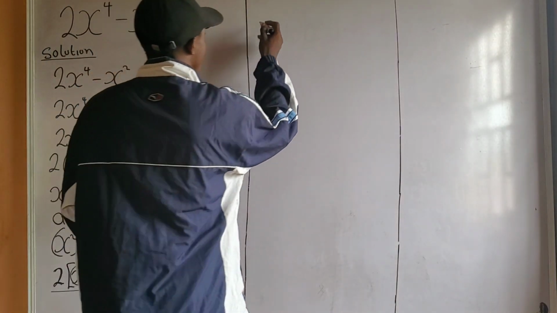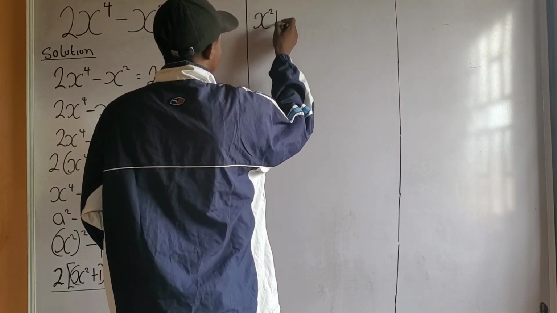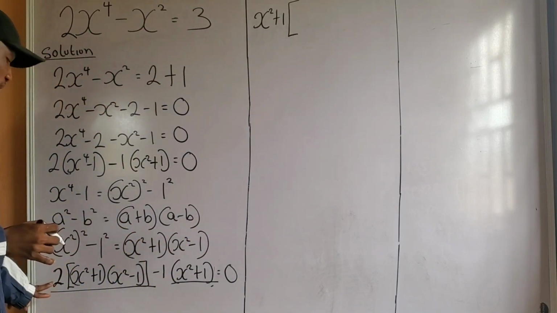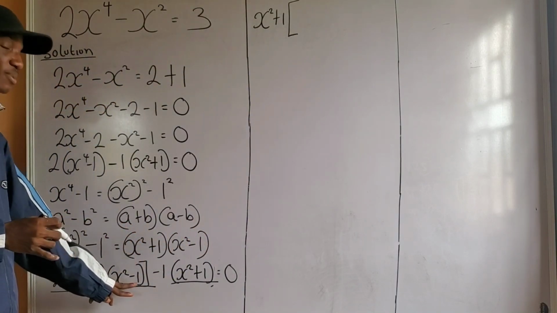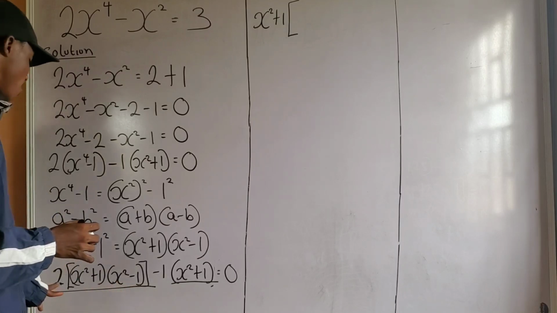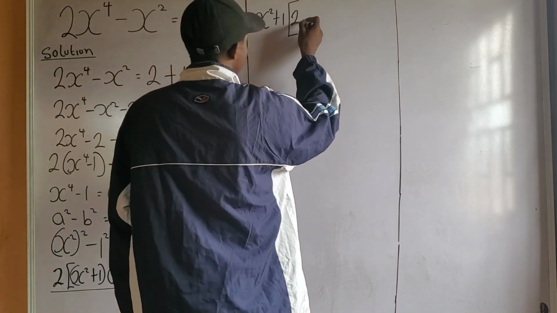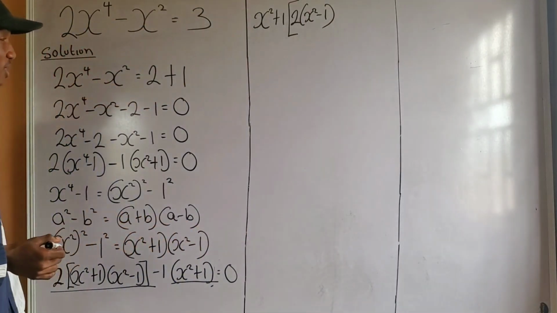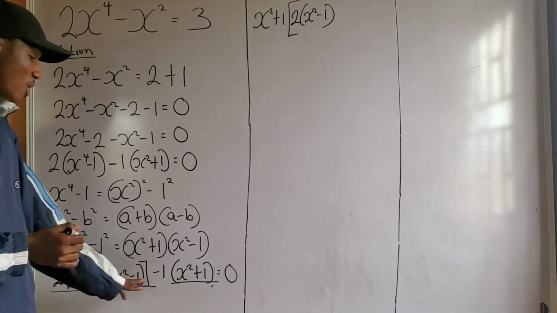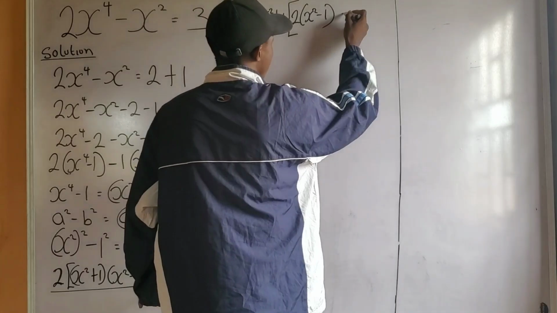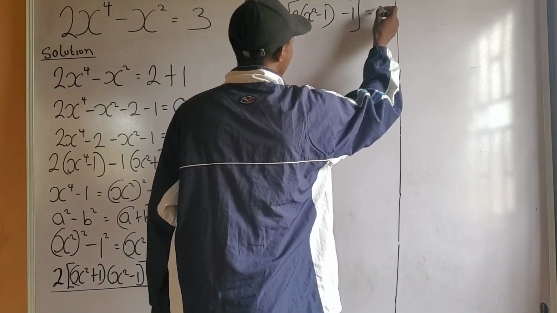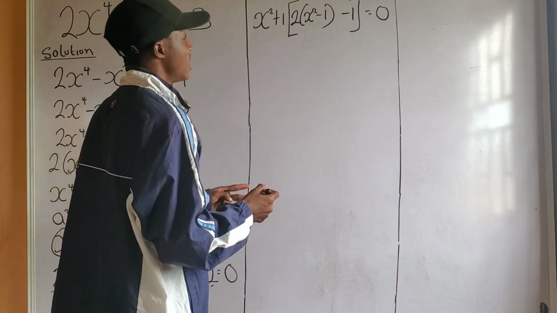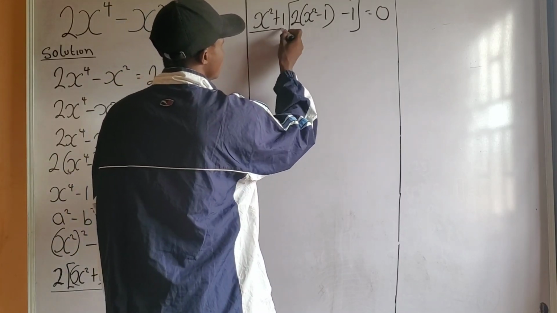So I'm going to have x squared plus 1 multiplied by, now this 2 is only multiplying x squared minus 1. So I'm going to use this 2 to multiply x squared minus 1 alone. Now, because I've already factored out x squared plus 1, I'm only going to have minus 1 here. Minus 1. All this will be equal to 0. Having gotten to this point, please pay attention. The next step is that I'm going to equate this to 0.